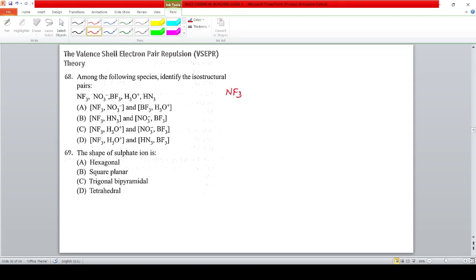NF3. Sir, nitrogen has 5 electrons. Out of the 5 electrons, 3 electrons are in bond and 1 lone pair. 5 electrons per nitrogen. 1, 2, 3 electrons in bond, 4th and 5th. So, 3 bond pair, 1 lone pair means what structure? Pyramidal.